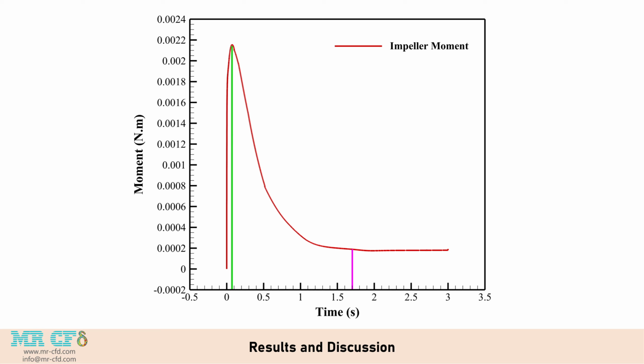The moment on the impeller versus time graph is shown in this figure. We see that the moment on the impeller increases significantly up to about 0.0215 Newton meter in the initial moments of the solution, up to about 0.08 seconds. After that, until about 1.7 seconds, the moment on the impeller decreases and again takes a constant value of 0.002 Newton meter. This initial jump in moment is because the impeller starts rotating from rest.